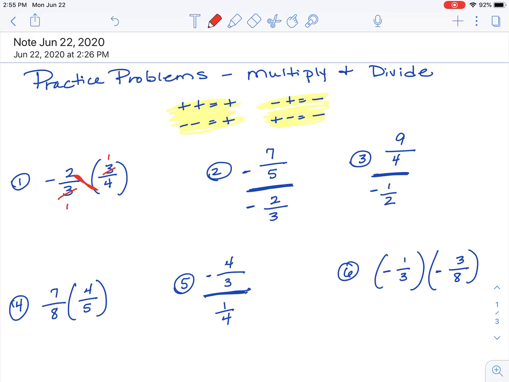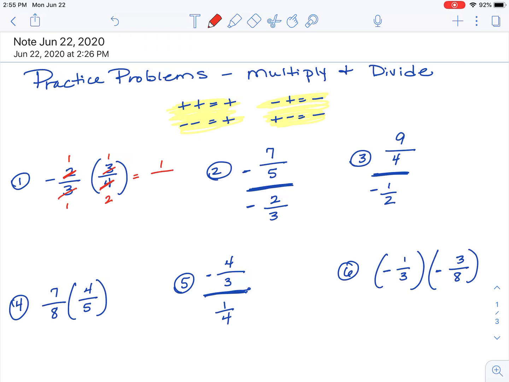If I look across this way, 2 and 4, they're both divisible by 2. So 2 divided by 2 is 1, and 4 divided by 2 is 2. So now I would say 1 times 1 at the top and 1 times 2 at the bottom. And then I have to decide if it's a negative or positive 1/2. So it's a negative multiplied by a positive. So it is a negative 1/2.